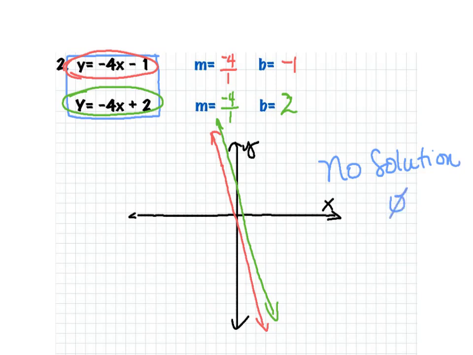You could also draw the symbol for no solution. And if you're asked to classify this system, you would say this system is inconsistent. It's inconsistent because they have no points. These two equations have no points in common. Okay?